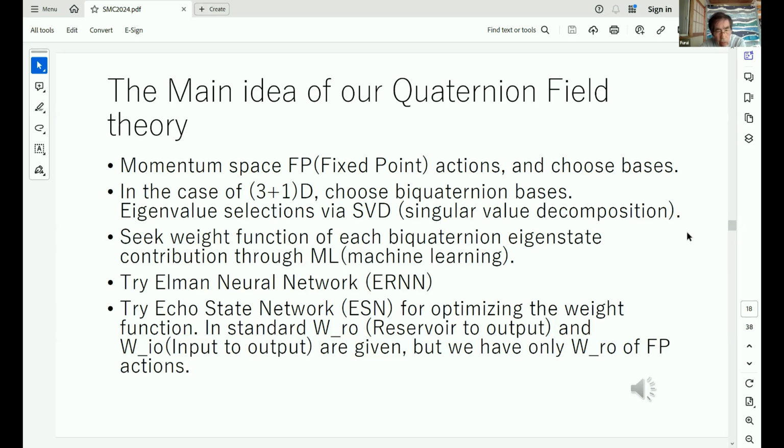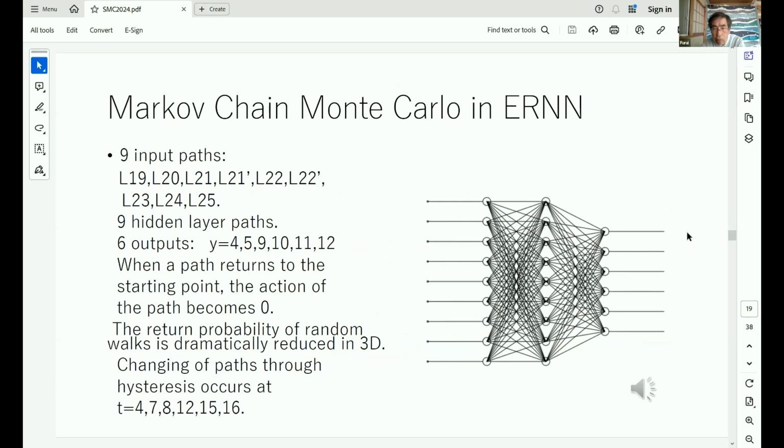In a standard echo state network, WRO, the reservoir to output and input to output matrices are given, but we have only WRO of the fixed point action. So I will give that on the next slide, please. So later. Okay, this is an echo state recurrent neural network solution. We consider the 9 inputs and 9 hidden layers and 6 outputs.